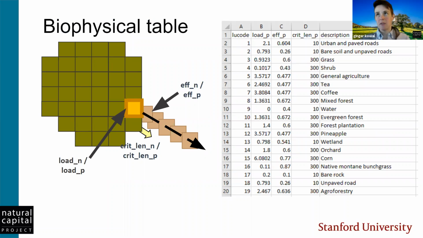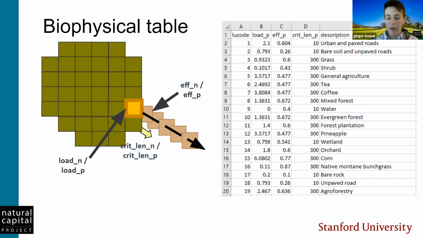Let's take a closer look at the biophysical table for this model. It looks very similar to the table that we already looked at for SDR, where there's a row for each land use class. For example, values, coefficients for urban paved roads, coefficients for grass, etc. The new parameters here are these load, retention efficiency, and the critical length. These describe the load of phosphorus applied, kilograms per hectare per year, the maximum retention efficiency for phosphorus of that land cover type, and the critical length, or the distance that it takes for this land cover type to retain phosphorus at its maximum retention efficiency.